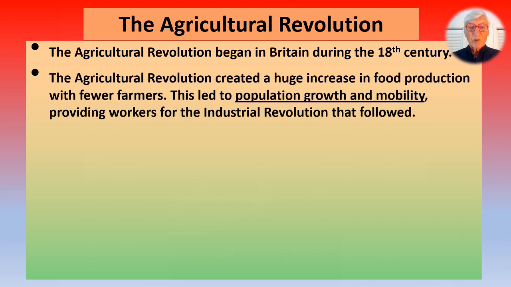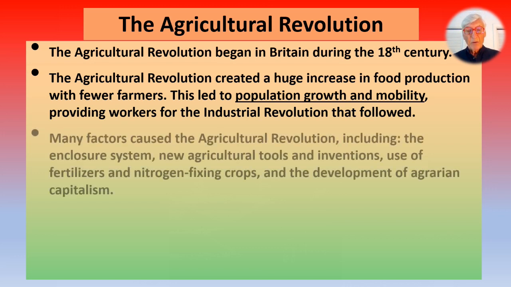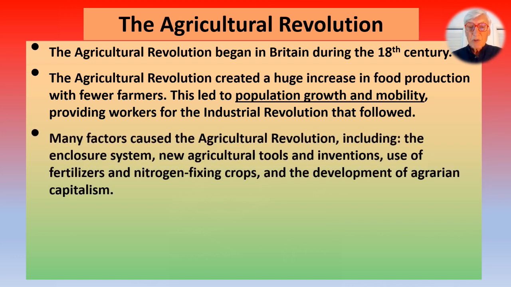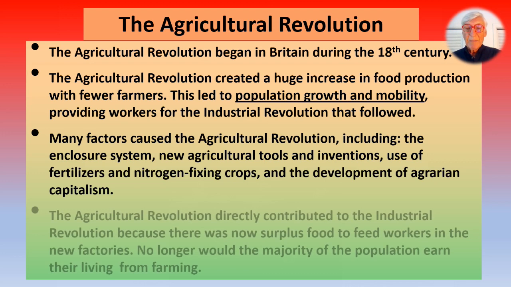The Agricultural Revolution created a huge increase in food production with fewer farmers. This led to population growth and mobility. People began to move around and have more babies, providing workers for the Industrial Revolution that followed. Many factors caused the agricultural revolution, including the enclosure system, new agricultural tools and inventions, use of fertilizers and nitrogen-fixing crops, and the development of agrarian capitalism.